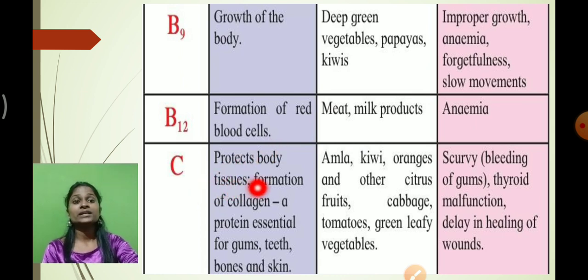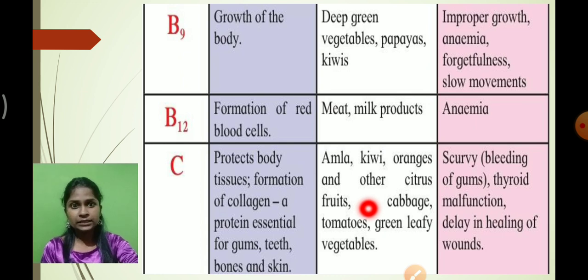Okay, vitamin C: why is it important? It is important to protect the tissue. It forms the collagen. It helps to protect the gums, teeth, bone, and the skin. We will get vitamin C from all types of sour fruits, like amla, kiwi, grapes, orange, lemon, etc., and tomato.